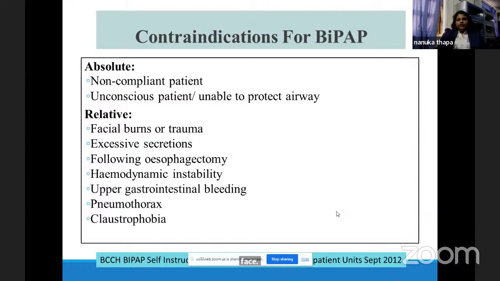Relative contraindications: facial burns or trauma, because the mask is going to be put on the face, so it will be difficult for the patient to wear the mask. Excessive secretions, which are difficult to suck out or for the patient to clear. Following esophagectomy, hemodynamic instability, upper gastrointestinal bleeding, pneumothorax, and claustrophobia. If patients are claustrophobic, even a minimum of closure on the face would be very difficult for them to continue with BiPAP.